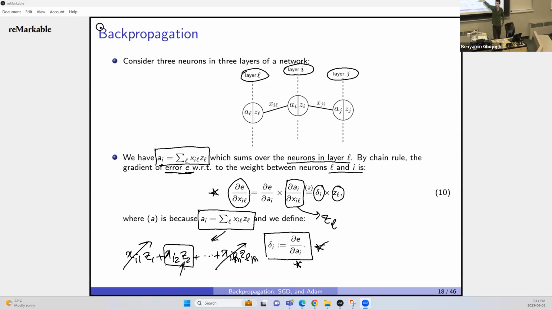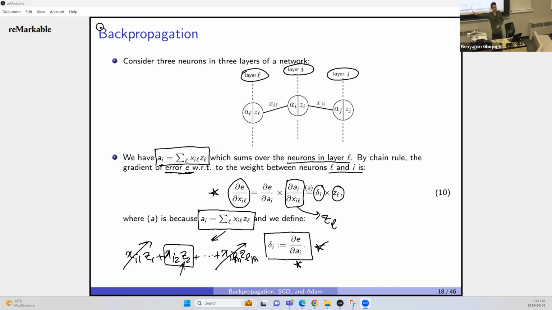For the last layer, it's easy, we'll see. But for the middle layers and the initial layers, they depend on the next layer. So we need to have the chain rule. And as for the last layer, it's easy.